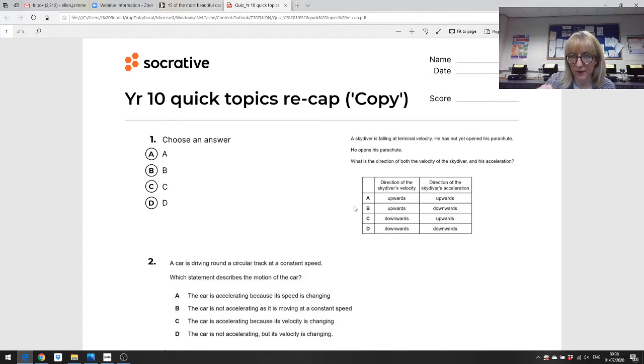It's a constant velocity because the forces are balanced. When he opens his parachute, there's a bigger force upwards. And if the force is upwards, the acceleration is upwards as well, because F equals ma. So the answer is the velocity is downwards and the acceleration is upwards because he's slowing down. So that's C.